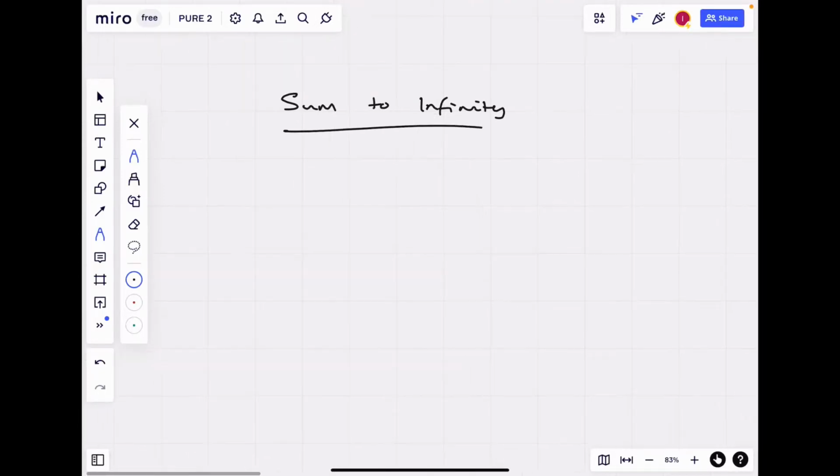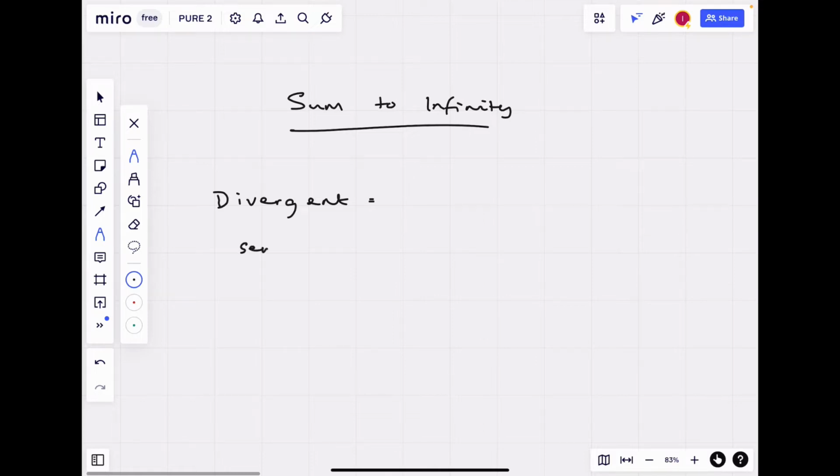There are two key words you need to know. One of them is divergent. A divergent series is when the series gets bigger as you go along. So for example, 2 plus 4 plus 8 plus 16 plus and so on. It's getting bigger as you go along, right? And that is pretty much going to go till infinity.